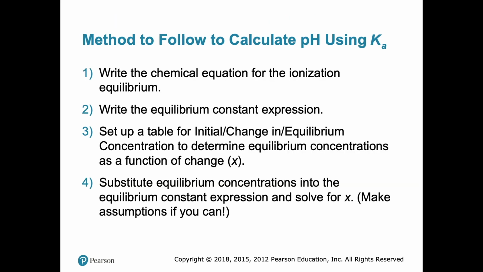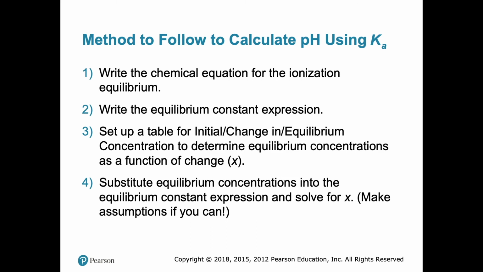So this is the last thing we'll talk about today, because you'll need it for discussion section today. The method to follow in calculating pH using the Ka: the first step you've got to do is write the equation for the ionization equilibrium, which I showed you how to do a second ago.